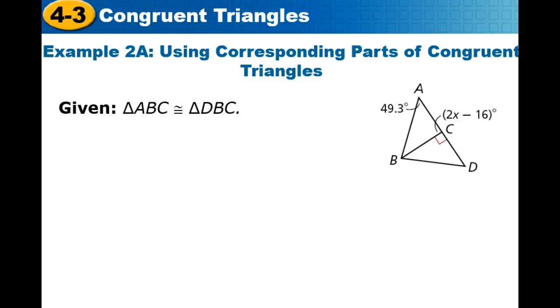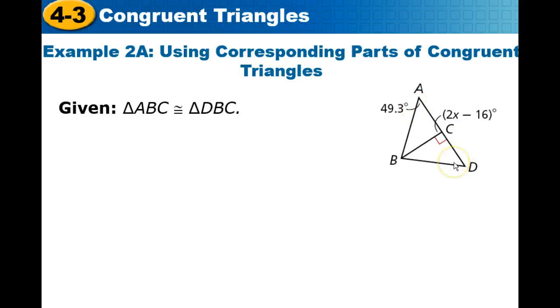Okay, example 2a, we're going to use the fact of what goes together now and solve for things. You can see over here in my picture they give me algebraic expressions. Since triangle ABC is congruent to DBC, I know that angle A must match D. A and D go together. They're in the first spot. See that? First. A is 49.3.